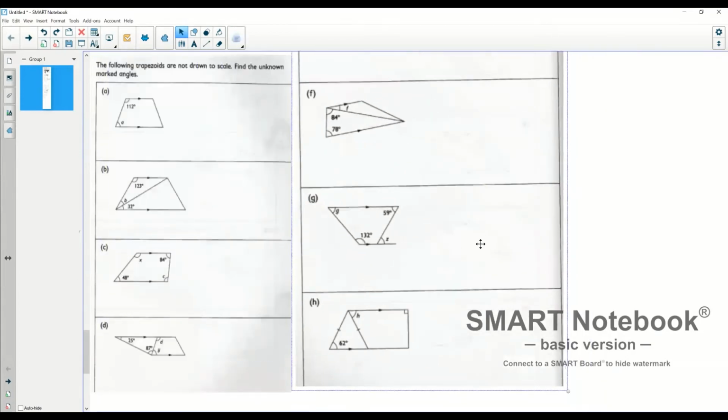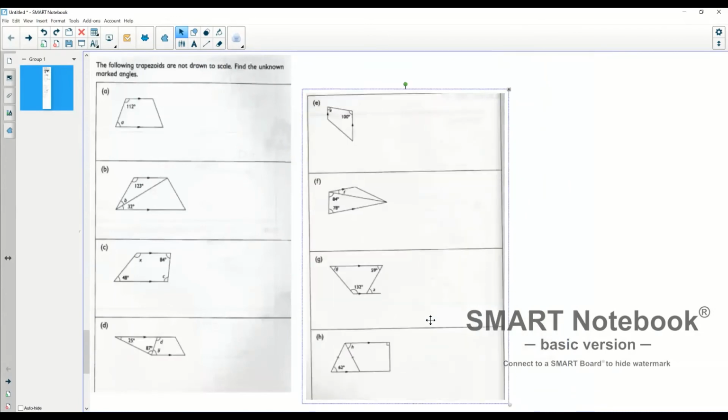This is in the workbook, by the way, if anyone wants to do it on paper, because I understand this might be a bit easier on paper.